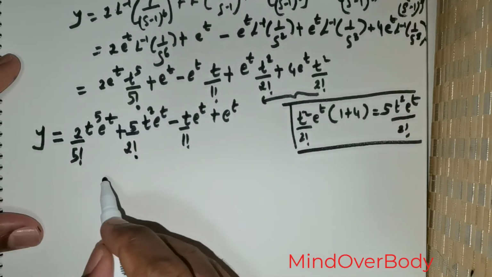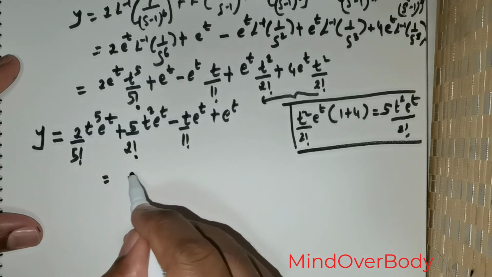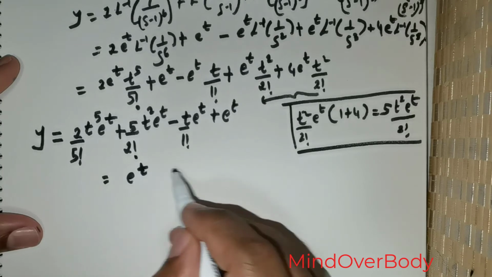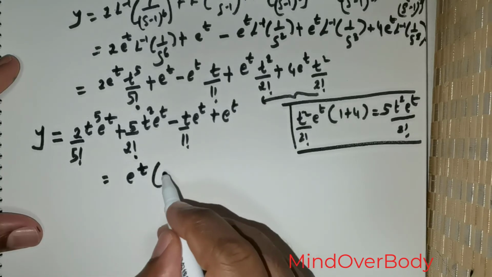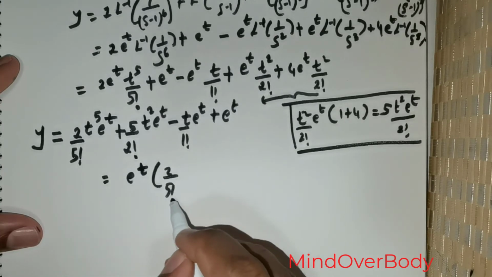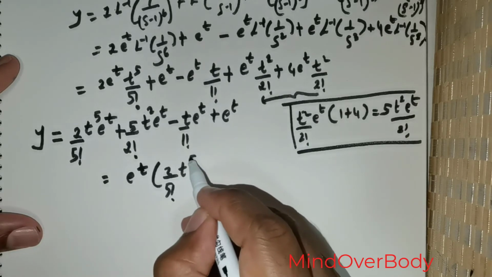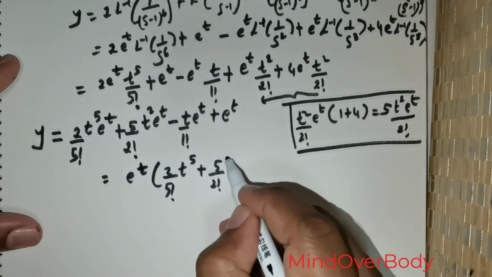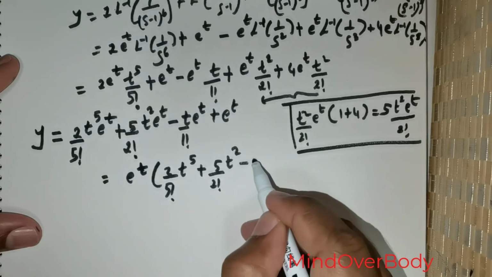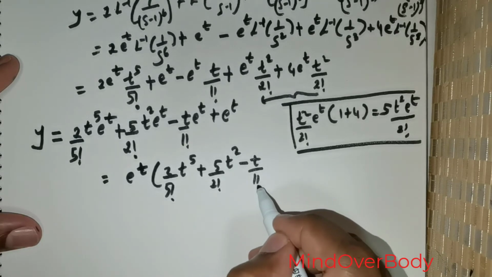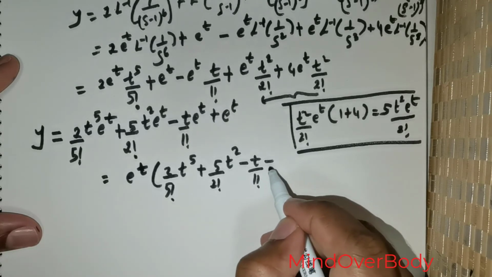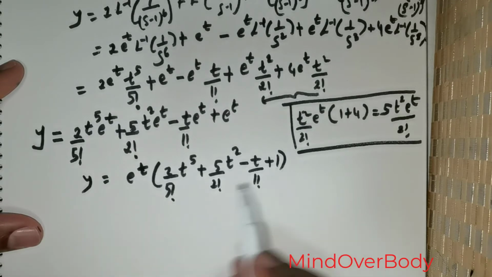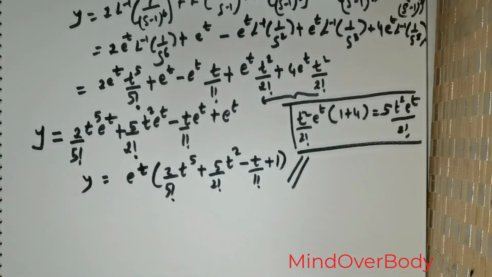Now, however, e^t is common, so I can take that out. That's the only thing I can take out, right? So that would give me 2 over 5 factorial times t^5, positive 5 over 2 factorial times t squared, negative t over 1 factorial, and positive 1, and this is going to be my y. So this is the final solution for this question, students.